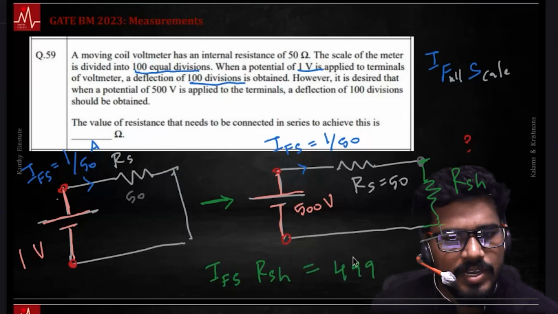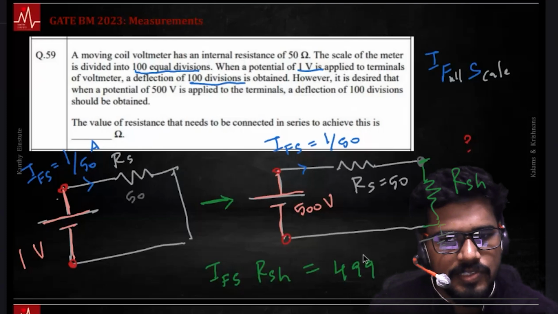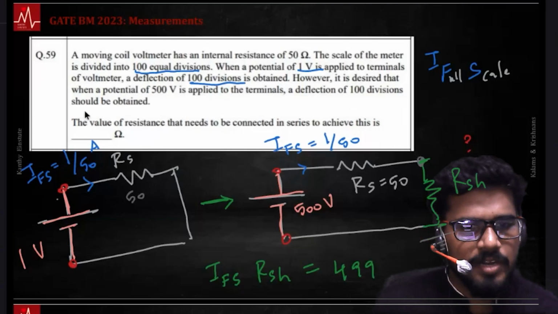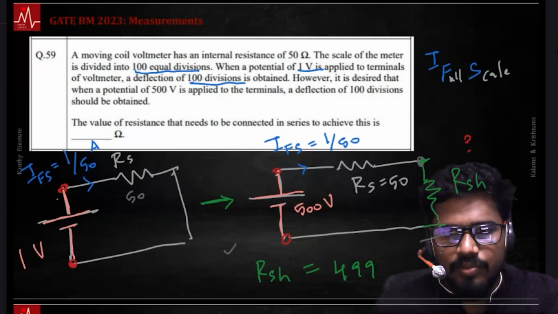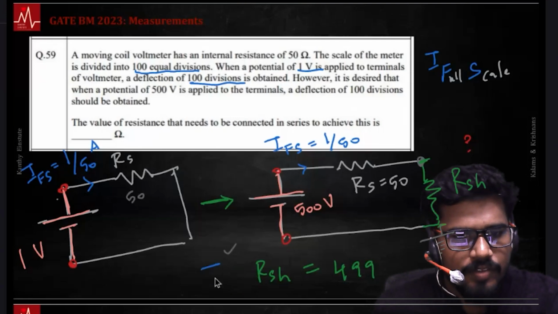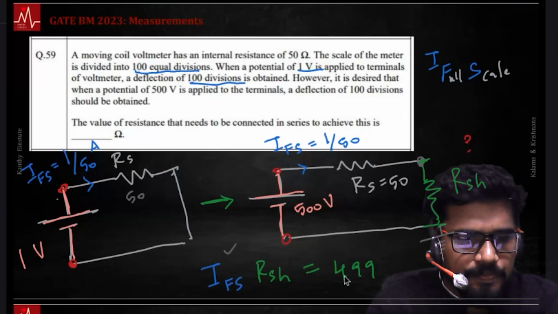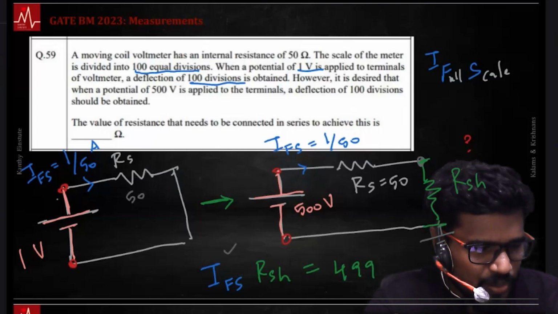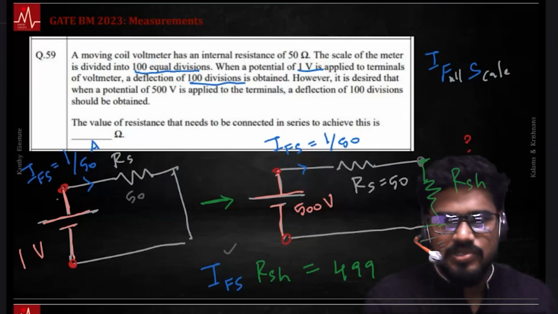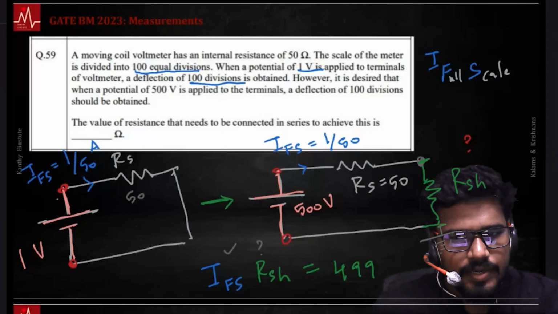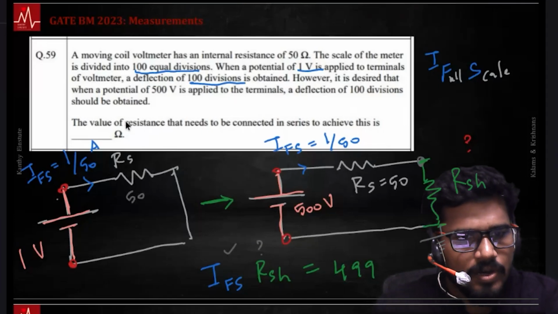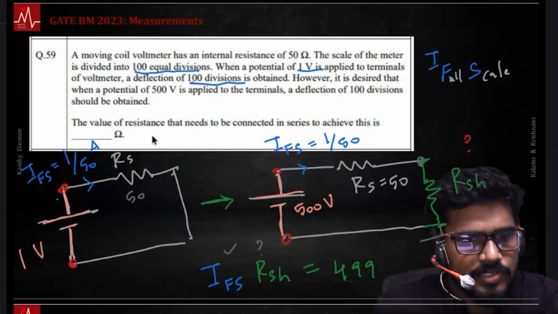We already know IFS. Can you find RSH in this case? RSH is 499 divided by IFS, and IFS is 1/50, 20 milliamps, I suppose. So solving this for RSH is what they are asking for.